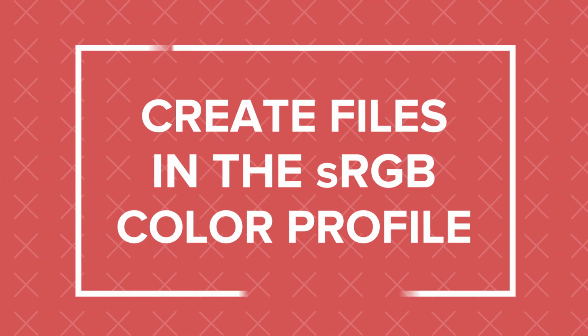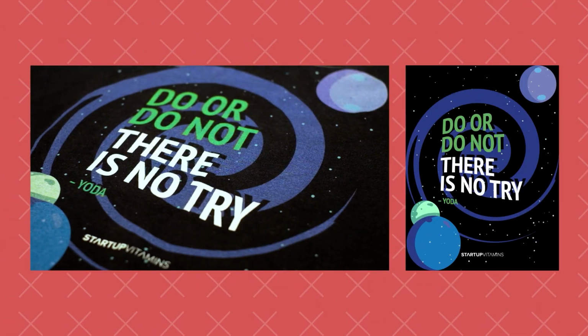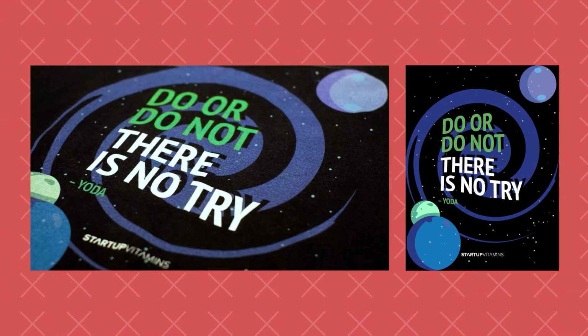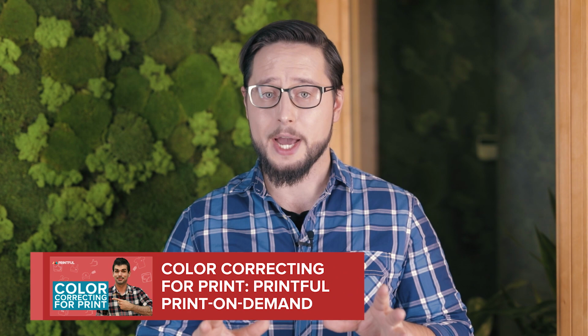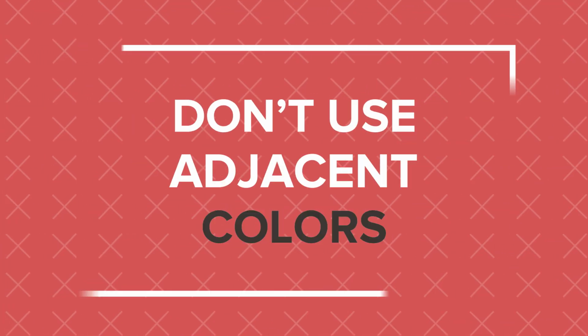Create files in the sRGB color profile. To make sure your design looks the same when printed as it does on screen, create your print file with the sRGB color profile. We also have a short video on our channel about color correcting for print, so check that out after. Don't use adjacent colors.